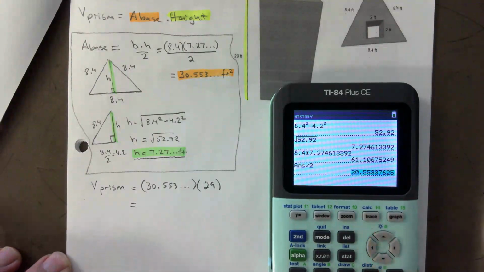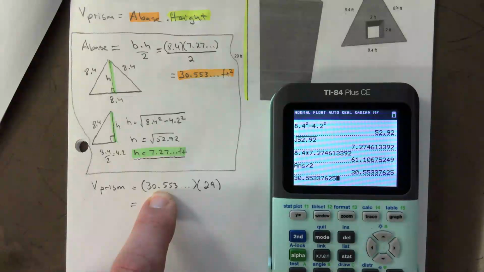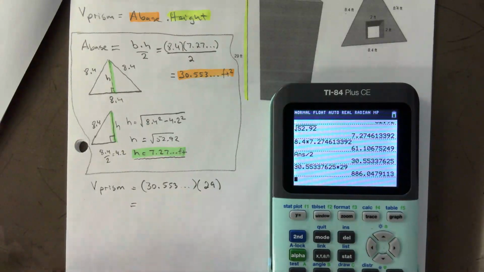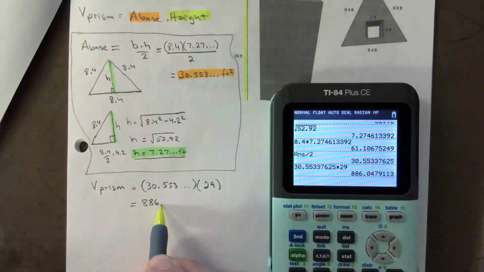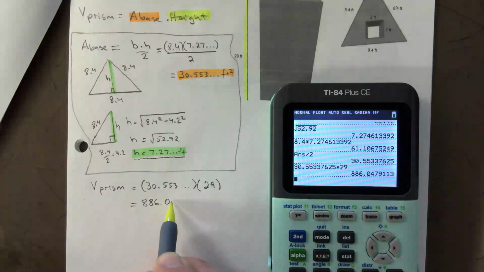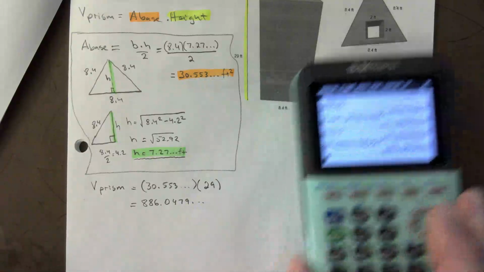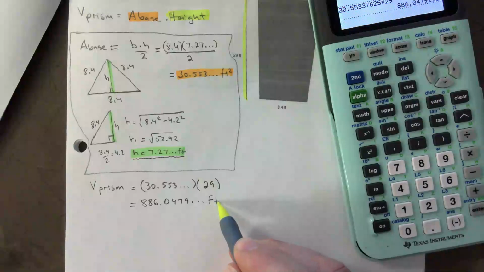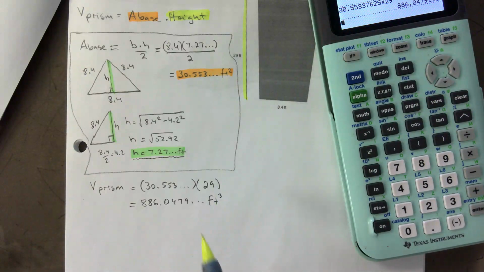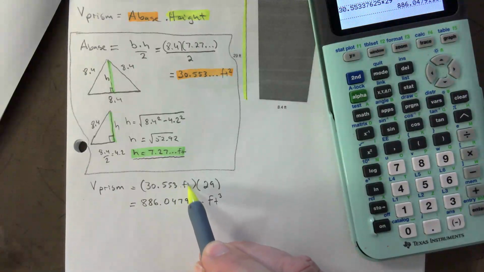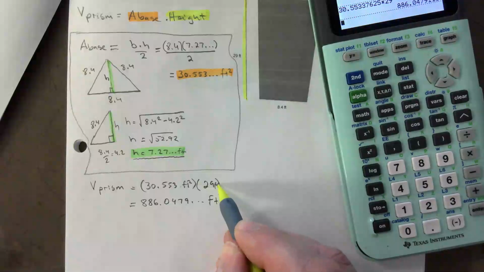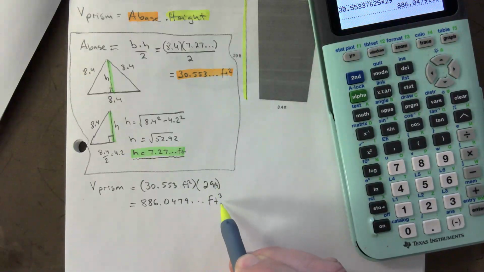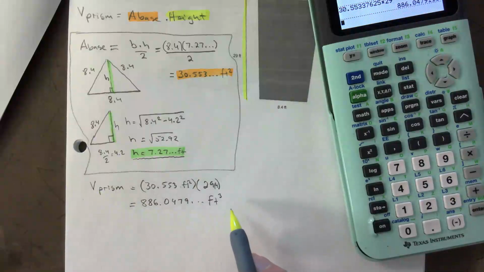So I just go back to my calculator, I copy paste this, I go times 29, and I have 886.0479, and that keeps going. What are my units in now? They're actually cubic feet at this point, right? Because if you think about it, this wasn't square feet, and the 29 is just feet. So square feet times feet gives you cubic feet. So either you remember that or just know that when it's volume, it should be in cubic units.